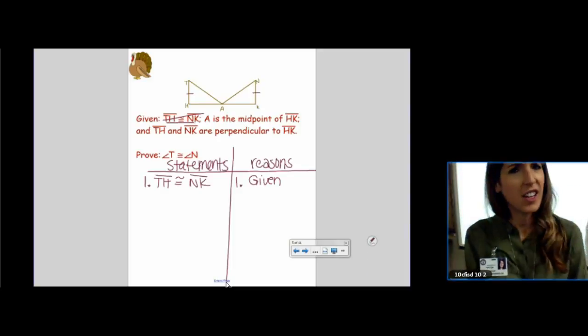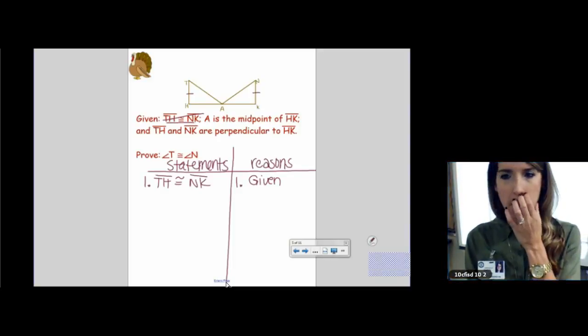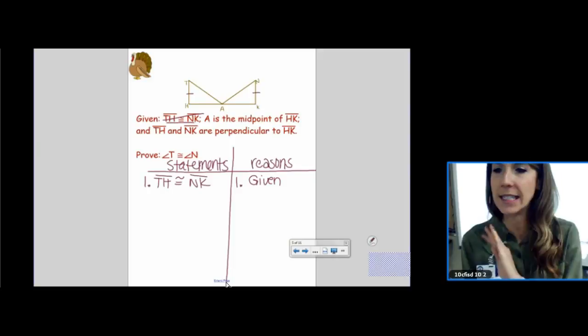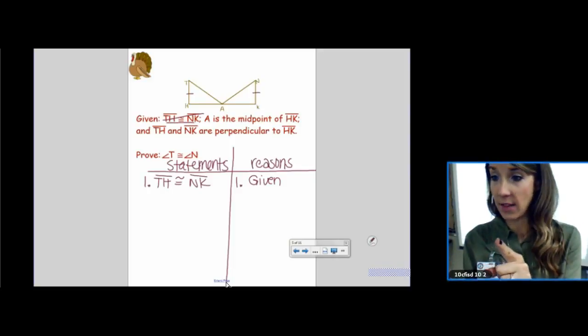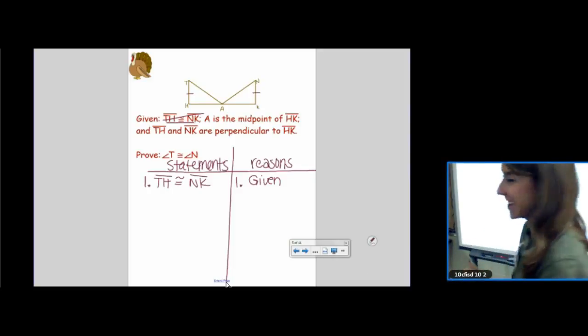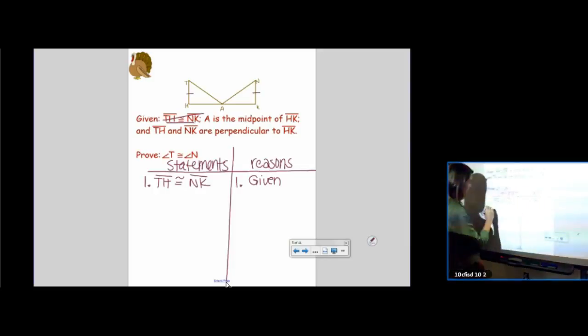And then we think, could anything follow from that? No, we just have two congruent sides, dead end. So we cross out the given and we read the next one. You're right, next given. Okay. Number 2.